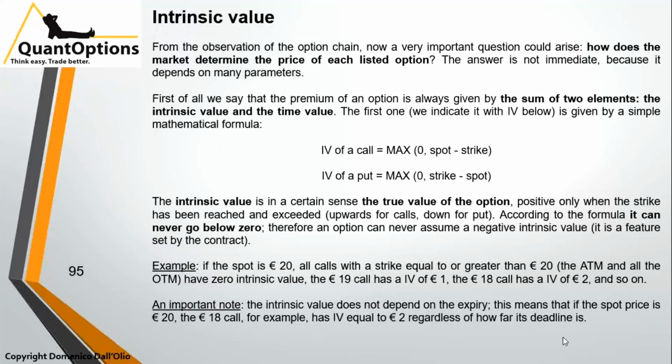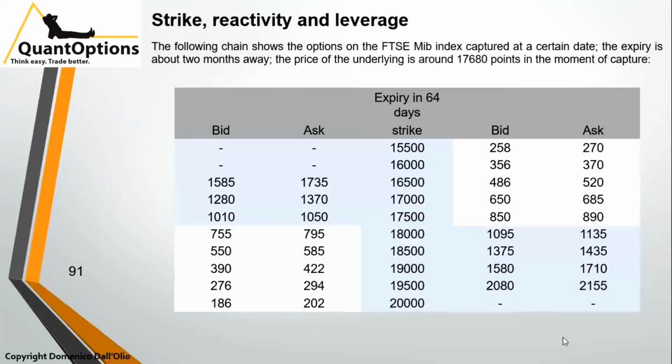From the observation of the option chain, now a very important question could arise. How does the market determine the price of each listed option? Let's go back to the option chain and do some reasoning. At the moment the underlying price is 17,680 points, what can we say about the call 17,000? Just to make an example.